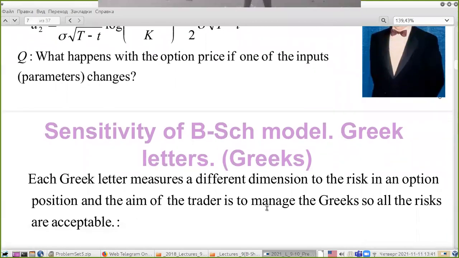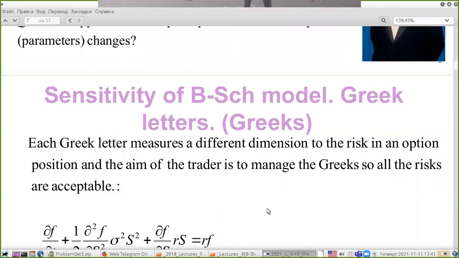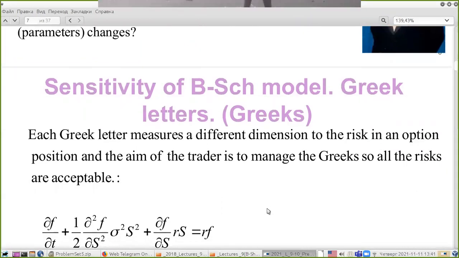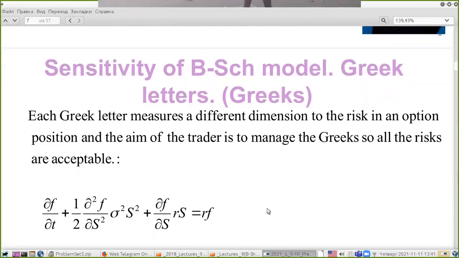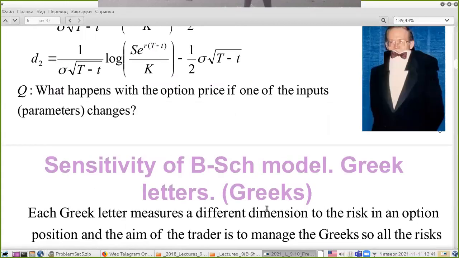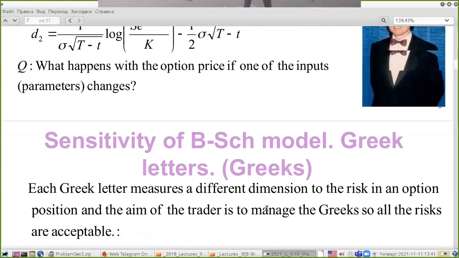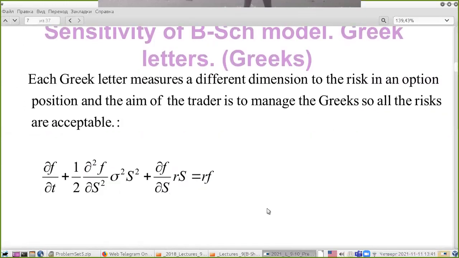And the answer to these questions is given by Greeks, exactly Greeks. This research is called research of sensitivity of the Black-Scholes model. Sensitivity. So it means how changing the parameters affects the formula. Each Greek letter measures a different dimension of the risk in an option position. Because the aim of the trader is to manage the risk so that the degrees of risk are acceptable.